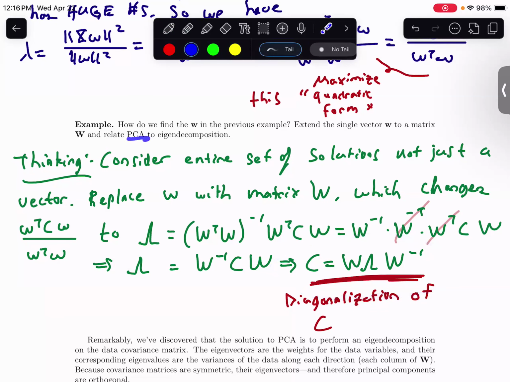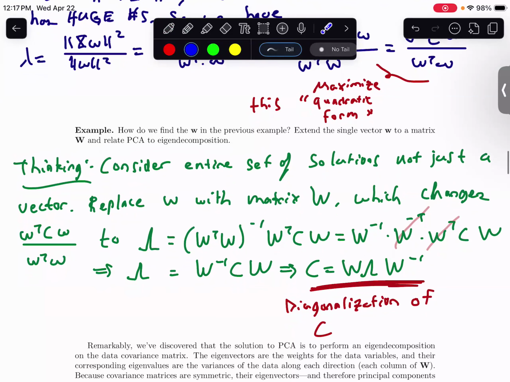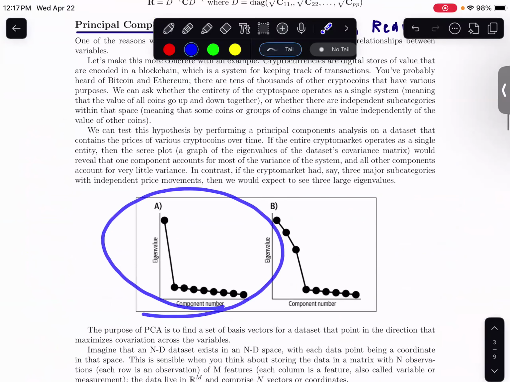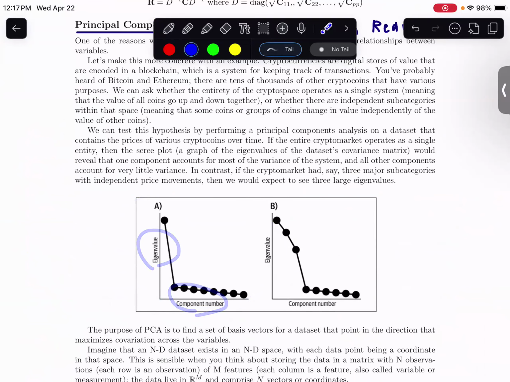So finding the solutions for principal component analysis, which means maximizing the covariance, is really just obtained by taking your covariance matrix and then performing diagonalization. And then the various components are just going to correspond to the eigenvectors. So this matrix W is just going to be the eigenvectors of C, and then lambda is just going to be the eigenvalues of C, and so on and so forth. So that's how you relate principal component analysis to eigenvalues and eigenvectors, which is kind of what I was getting at when looking at these plots here. You think entirely in terms of the eigenvalues and the eigenvectors.